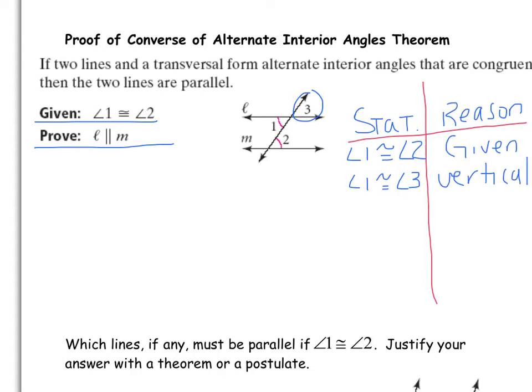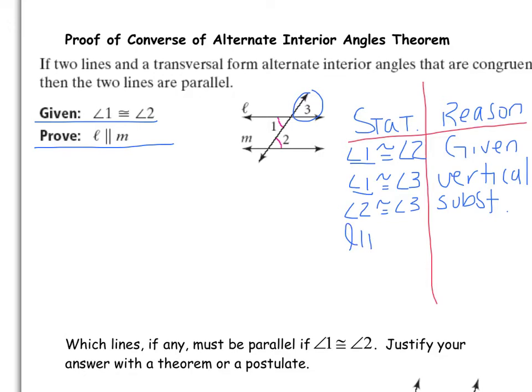And I don't really see a relationship that I can use right now, but I do see two things that are congruent to the same angle 1. So I can put them congruent to each other through substitution. And then check, do these angles have a relationship? Oh, 3 and 2 are corresponding angles. Well, I just showed corresponding angles that are congruent through substitution. So by converse of corresponding, L and M have to be parallel, which is what I'm asked to prove.